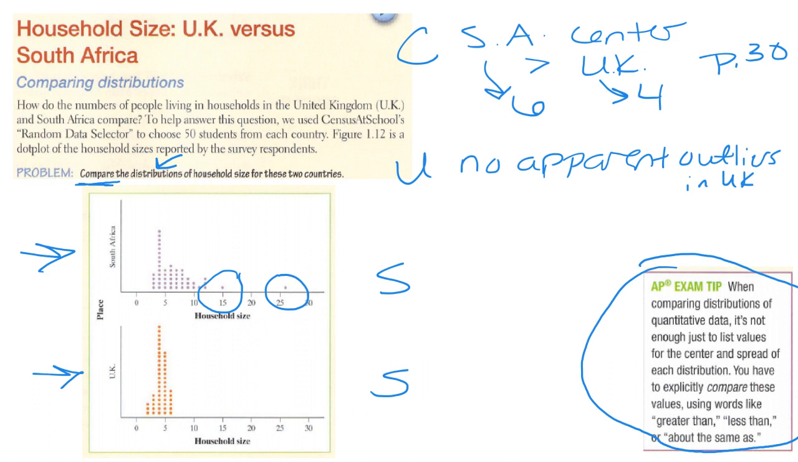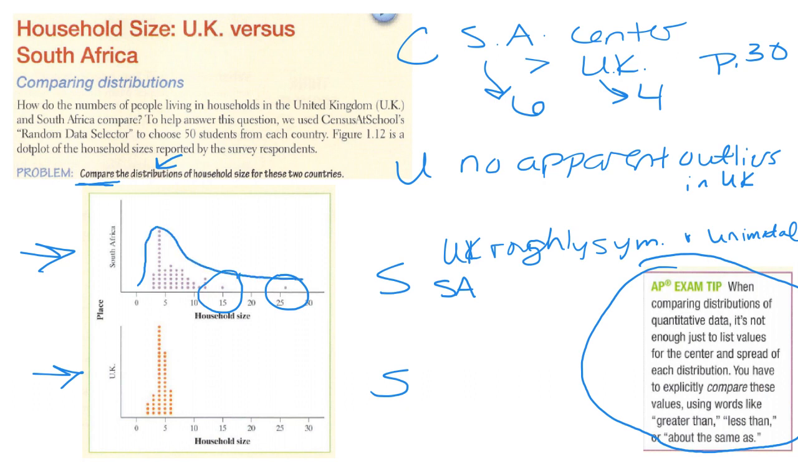Okay, for our shape and for our spread. So for our shape, the shape for the UK sample is roughly symmetrical. So household size is roughly symmetrical and unimodal. So remember, unimodal is the one peak. That's all you have to say, that's the comparative language right there, compared to the South African one that appears, if we look at it, to have this long tail, right?